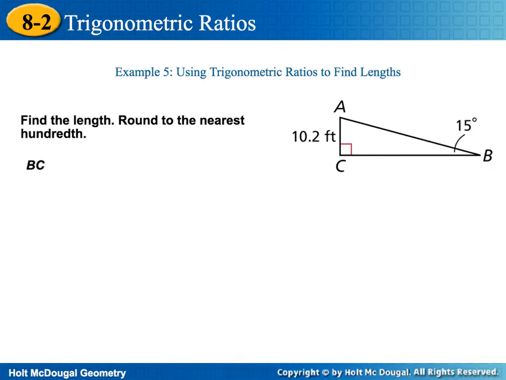All right, they want you to find the length rounded to the nearest hundredth. They want you to find the length of BC. So this is where we have to use the trigonometric ratios to find our lengths instead of just finding angles and decimals and stuff like that. So what I want to do is write out my SOHCAHTOA.